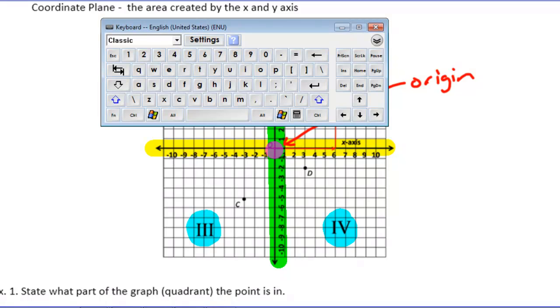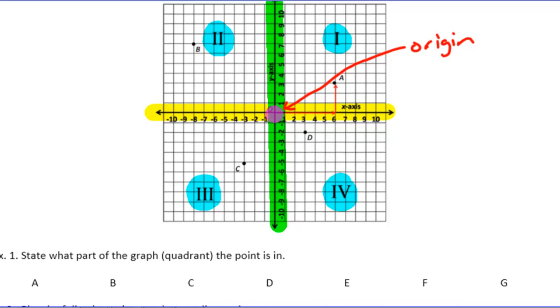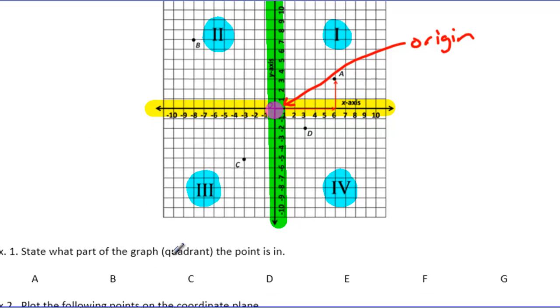So example 1 is going to have us refer to this graph. Example 1 asks us to state which part of the graph the point is in. So for example, point A, which is right here, has an ordered pair, which we count from the origin, over 6 and up 3. You see the red arrows there showing you that. So we would say this is the point 6, 3. Now, you're not actually asked for the ordered pair here. What you're asked for is what part of the graph it's on, and this is in the first quadrant. So we would say that's in quadrant 1.